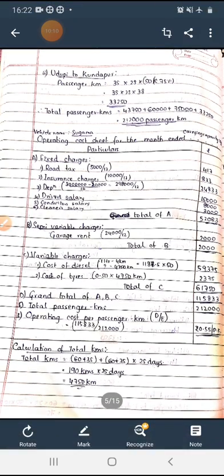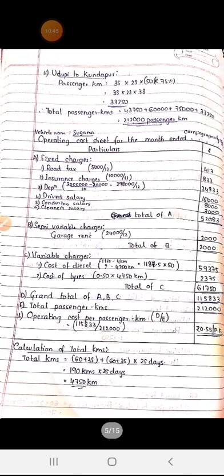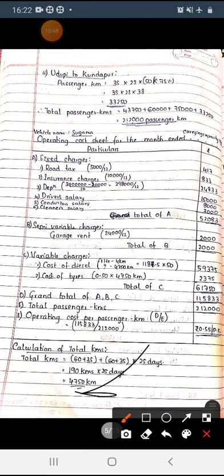See here, down below, the calculation of total kilometers. From Kundapur to Udupi 60 kilometers, plus Udupi to Mangalore 35, plus again the return journey, Mangalore to Udupi 60, plus Udupi to Kundapur 35. You have to add 4 journeys, then how many days? 25 days. So how much? 4750 kilometers. Here we have to write the total kilometers only, not passenger kilometers.